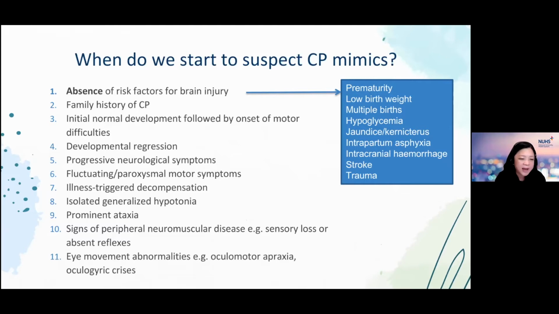If the child has any generalized hypotonia or extremely prominent ataxia, I know we have the ataxic CP category, but the truth is a lot of ataxic CP have genetic conditions. So we might need to consider whether these are CP mimics. If there are signs of peripheral involvement, not central nervous system involvement, so sensory loss, absent reflexes, or if there are any eye movement abnormalities, we should indeed be very concerned about whether we are dealing with a CP mimic.